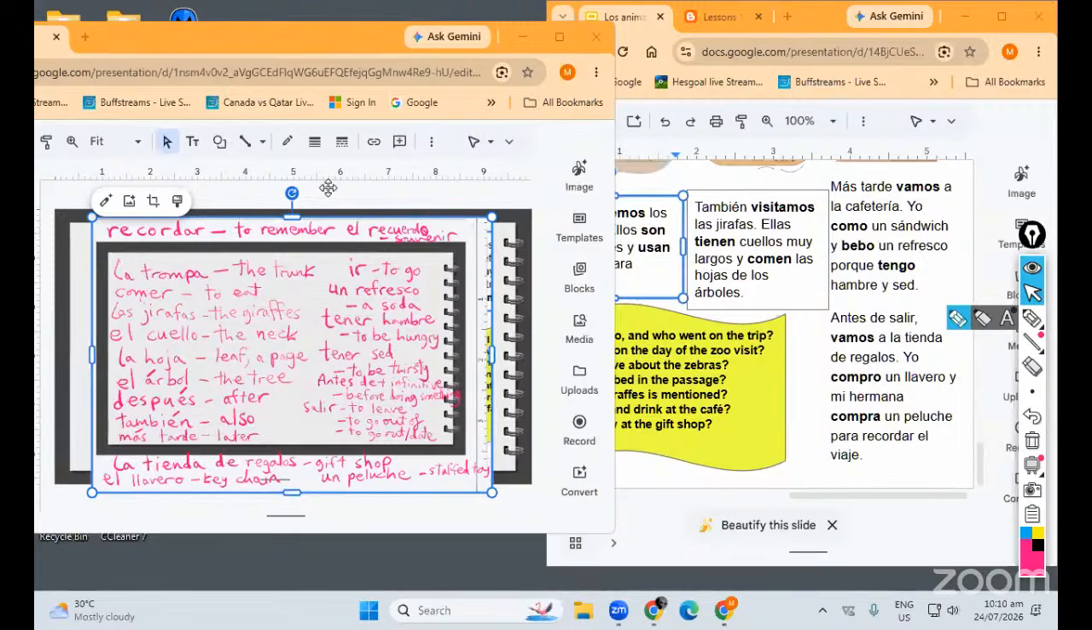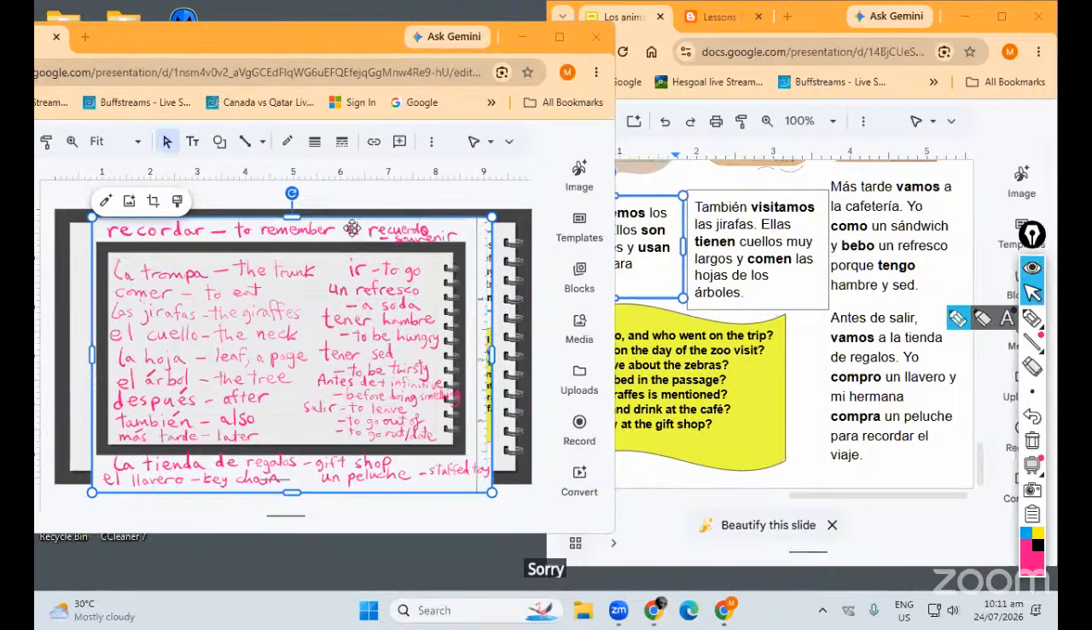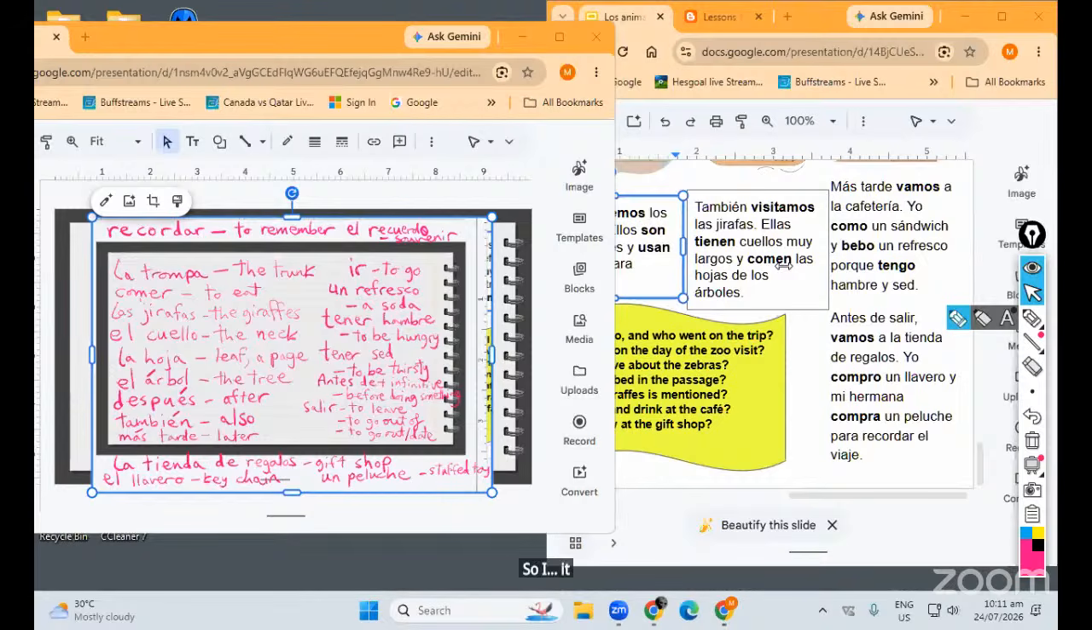Sorry. The passage is written in present tense right now. But when I was speaking, it is possible I may have put some English in past tense because it was meant to be in past tense, right? So sorry about that. Right now, this passage is written in present tense, and next week's job will be let us take all these present tense verbs and write them over as past tense. So that's why it's como, it's present tense. I eat a sandwich and drink a soda. So next week when we change it to past tense, it will be comí and bebí.